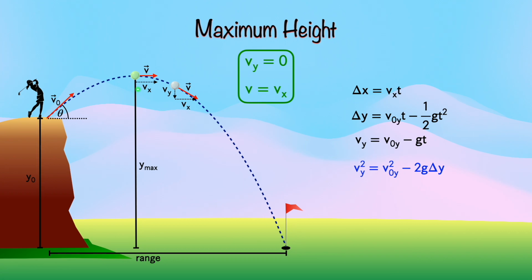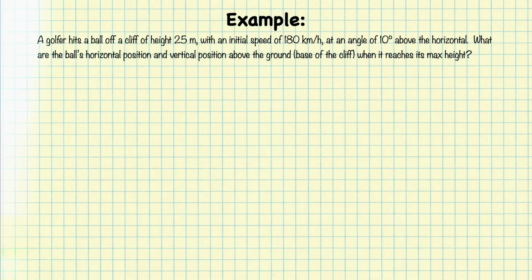Because this is the apex of the parabola, this is the only point in that parabola where that y position is going to be reached only once. Everywhere else on the curve, you will get two solutions for that y position. You'll get a solution on the way up and a solution on the way down. As a result, maximum height problems are the easiest projectile motion problems. So let's do an example.